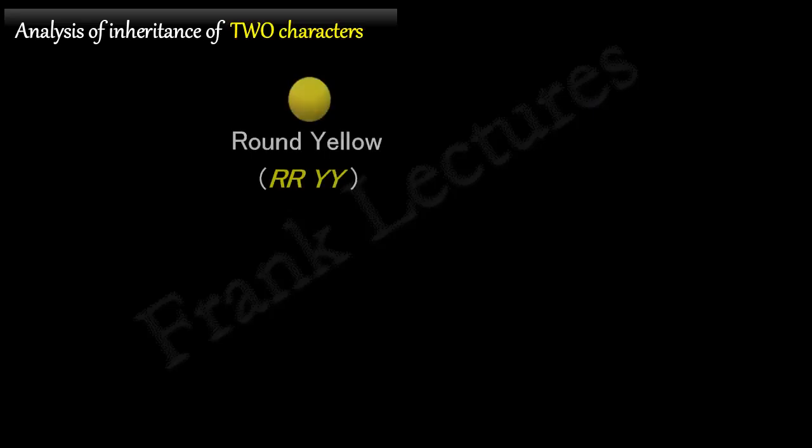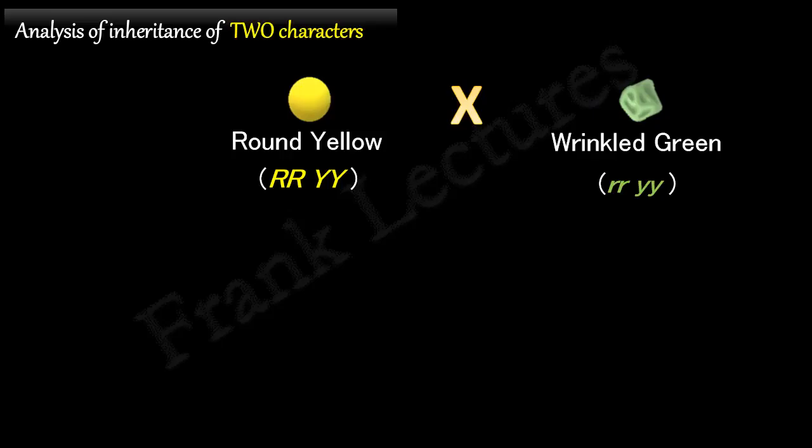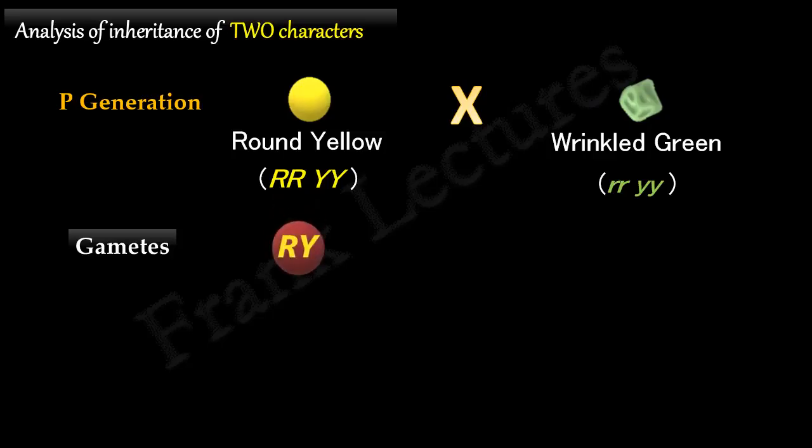Mendel crossed a true breeding plant producing round yellow seeds and a true breeding plant producing wrinkled green seeds. This was the P generation. Now, we know that during gamete formation, each gamete will have one allele for seed shape and one allele for seed color. That is, each gamete will have one allele for each character. So, the gametes produced by the plant with round yellow seed will contain dominant R and Y alleles. Similarly, the gametes produced by the plant with wrinkled green seed will contain recessive r and y alleles.